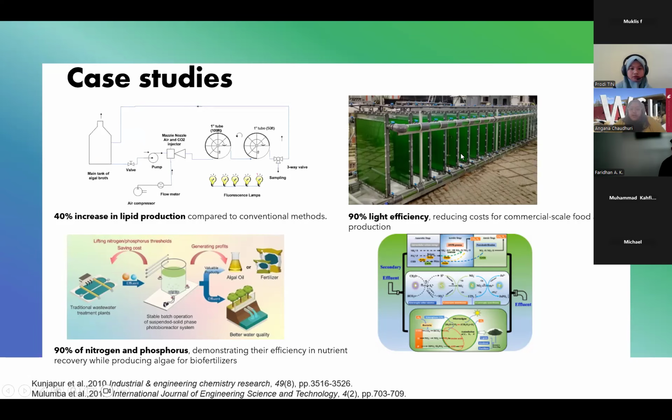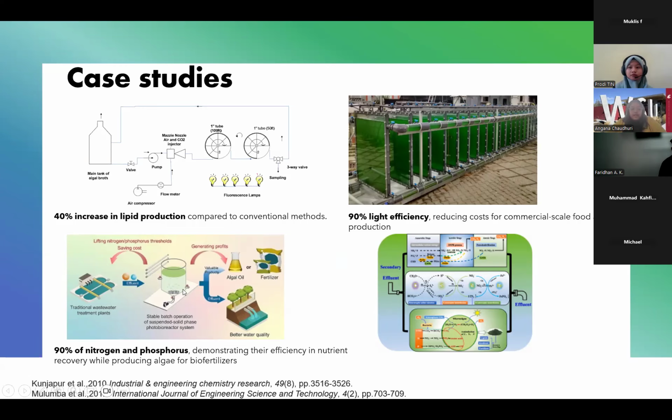This is a tubular rotating biofilm reactor where there is 90% efficiency and reduced cost for commercial scale food additive production. So this bioreactor has been used for production of nutraceuticals. We already know that algae can produce food which can be used for human consumption and even for animals. So for that as well, they are using these bioreactors, and the higher the light efficiency for these kinds of reactors, the more biomass they can produce for the food additives.